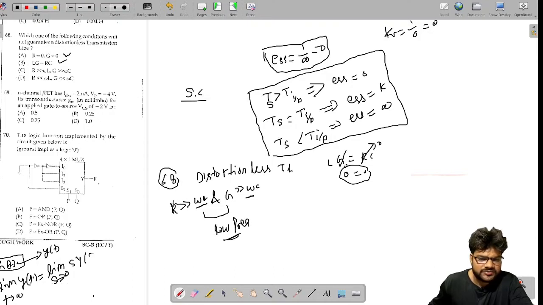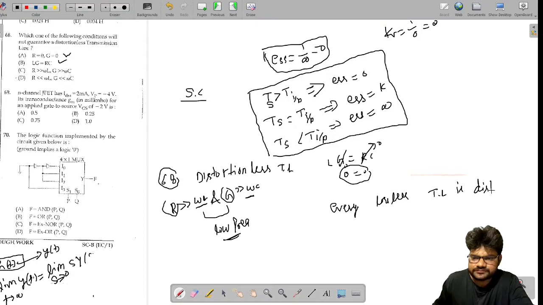Okay, so in a transmission line these R and G tell the losses, right? And we know that every lossless transmission line is distortionless. So here losses are much larger, right?